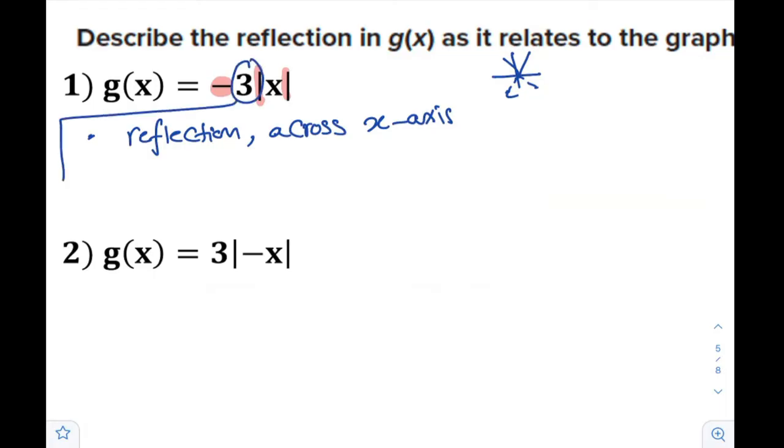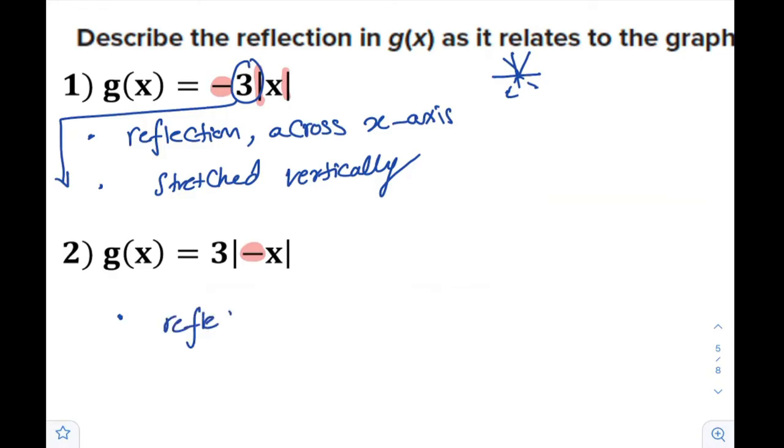Now, what is the effect of 3? The effect of 3 is what we studied last time, the dilation. Since it's outside, and 3 is more than 1, and multiplied by the absolute value, then it is stretched vertically by this factor, stretched vertically by 3. Let's see here. There is also a minus sign, but now it is inside the group. So there is reflection, flipping, but this time it's across the y-axis. And the 3 as well will have the same effect as the beginning. It is stretched vertically.